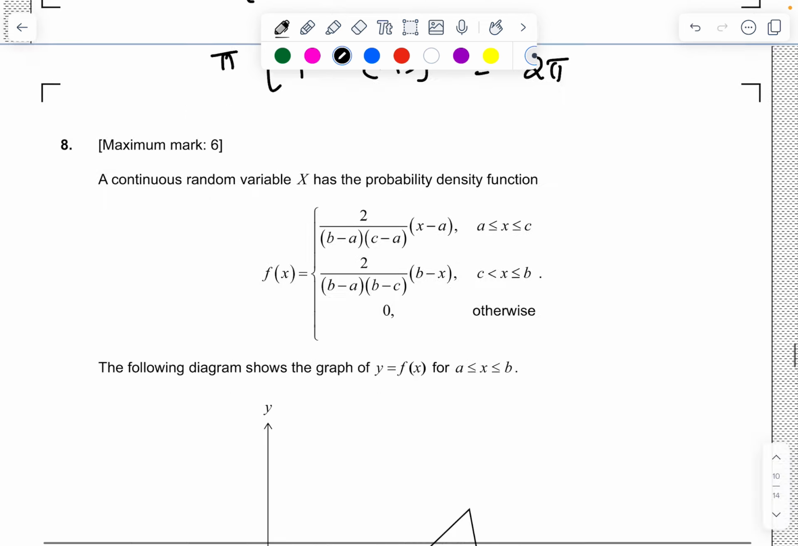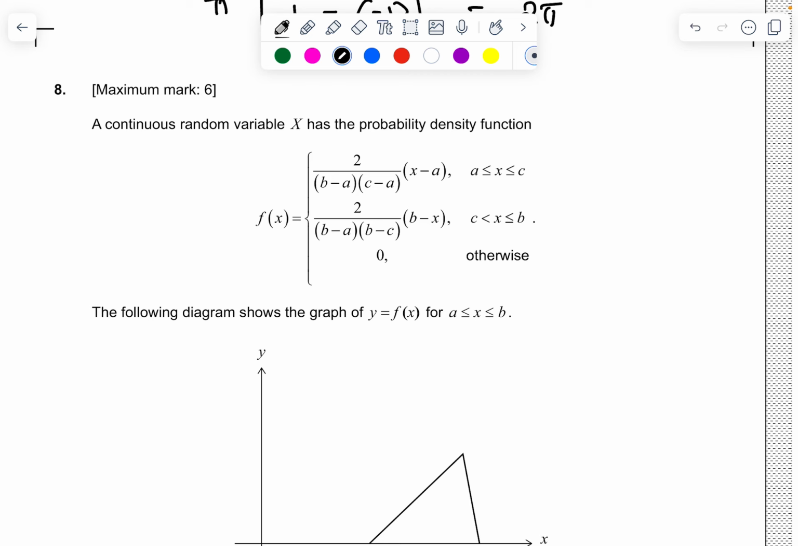Now coming to question number 8. So in this question number 8, what is the thing? A continuous random variable. So this is from the probability and statistics part. So what is it being told? A continuous probability distribution function. So let's try to start to solve it.